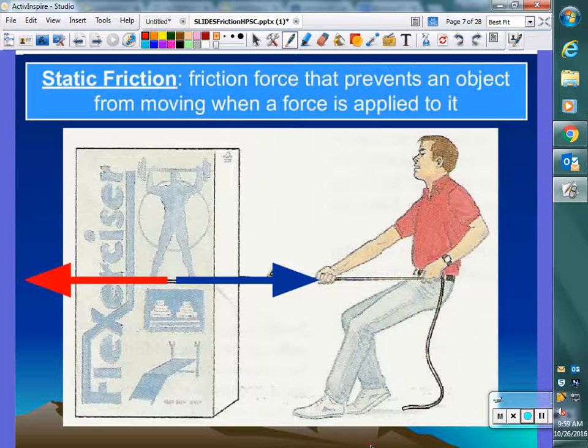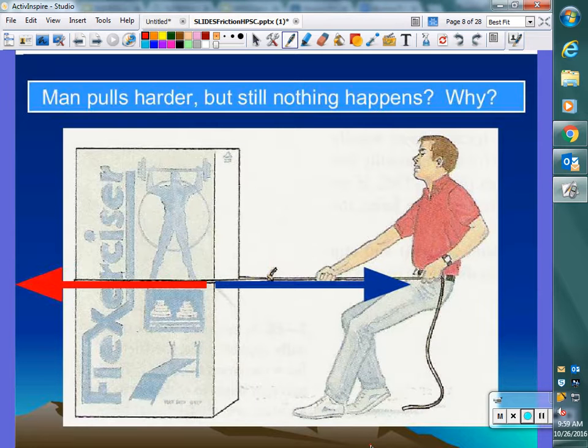Okay? All right. So, natural response in this situation. You pull on something, it doesn't go anywhere. What's going to be your natural response? Pull harder. So, man applies a larger force. Look, blue got longer, right? But still nothing happens. Why?